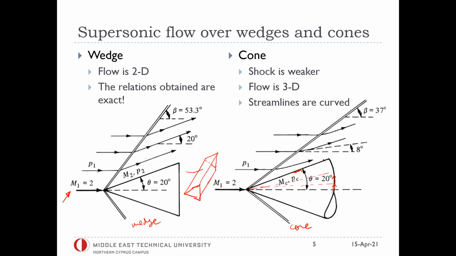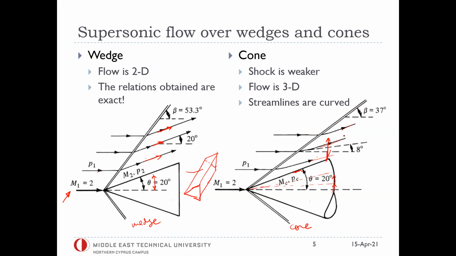The streamlines, as you go away from the cone, each of them will be deflected at a different angle. That's not the case for the wedge. In the wedge case, every streamline above the surface is exactly deflected at 20 degrees, which is this angle. Not the case for the cone. Every streamline will be deflected at a different angle, but the shock wave angle will be constant. So the shock wave angle is constant. However, streamline angles will be different.